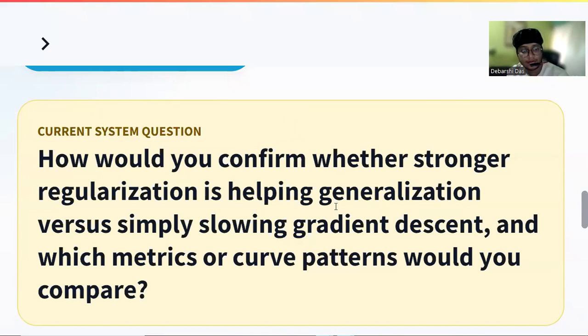And the metric I would use, I will check on the metric. But yeah, the curve pattern I will see for the S-shape to see if the gradient descent is slowing down or not based on the S-shaped curve.